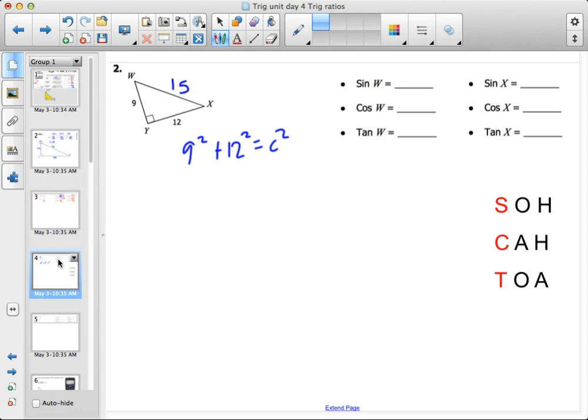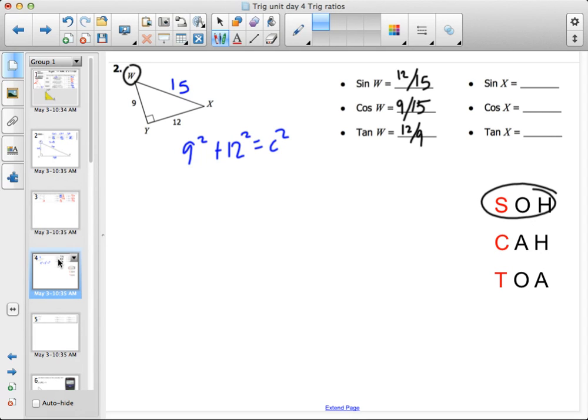Okay, first thing, sine of W. First step, identify W. Go through and think about what is the opposite side length of W, which would be 12, over the hypotenuse, which is 15. Remember, that's the SO of SOHCAHTOA. Cosine of W is going to be the adjacent side length, 9, over the hypotenuse, 15. 9 over 15. And the tangent of W is going to be the opposite side, 12, over the adjacent side, which is just 9, 12 over 9.